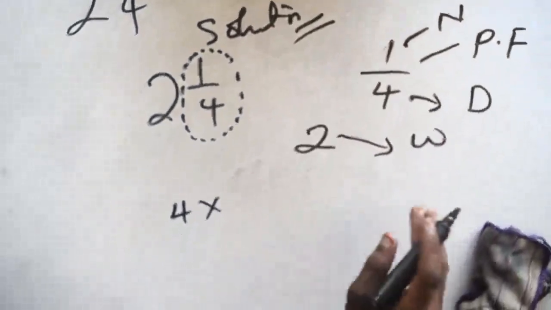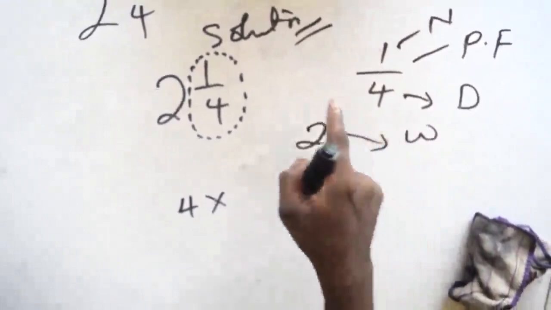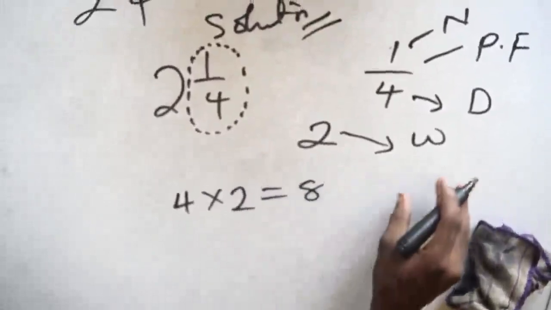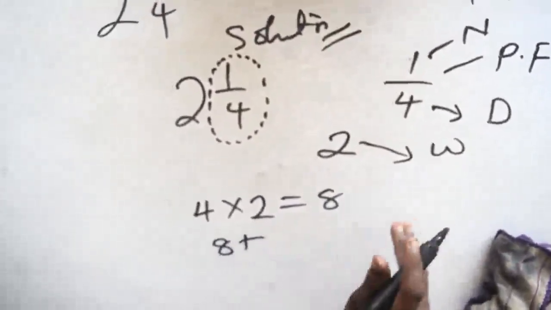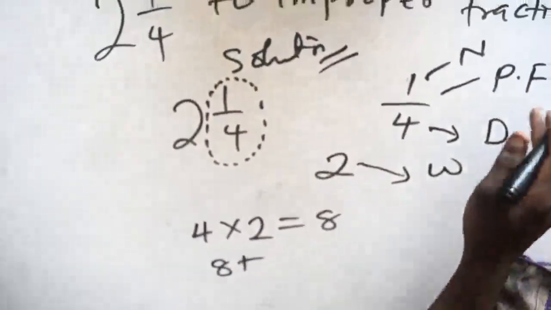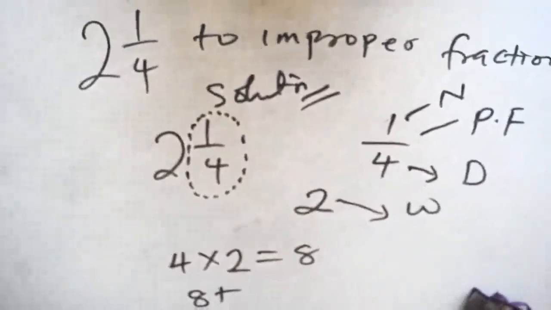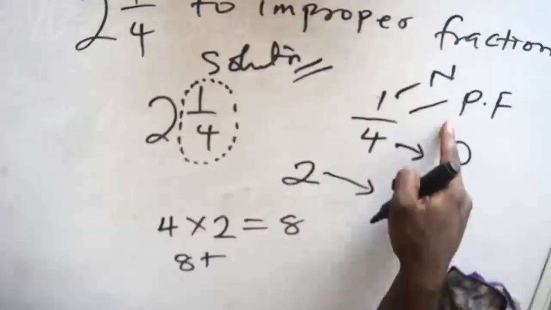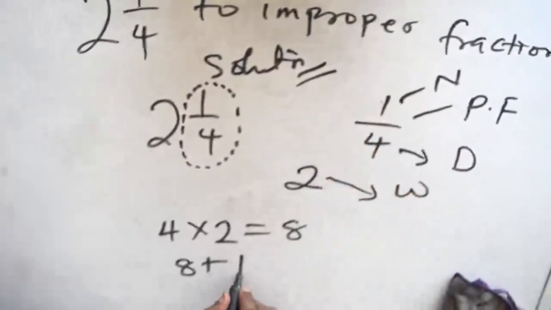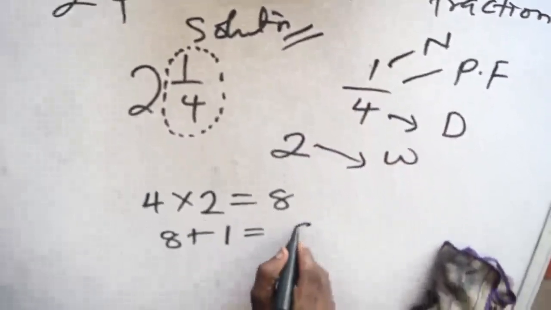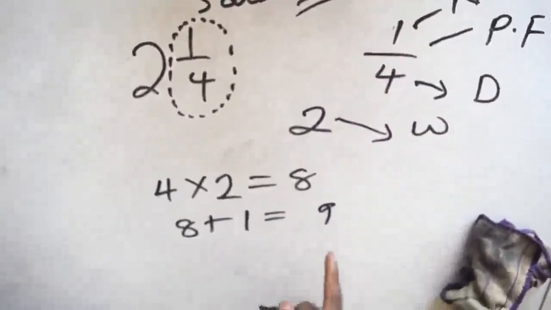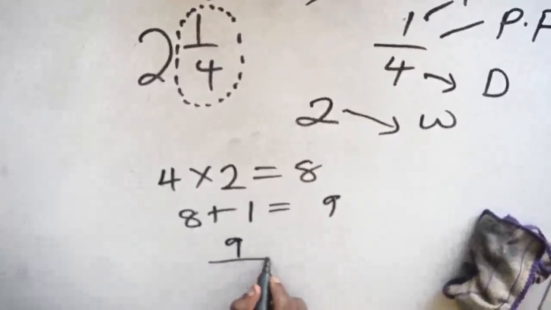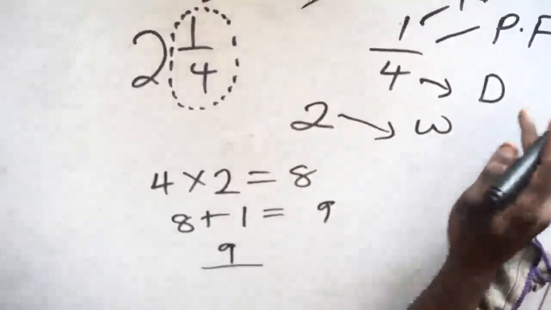Use it to multiply the whole number of the fraction. The whole number here is what? 2. 4 times 2 is 8. Whatever we have gotten, use it, add the numerator of the proper fraction to the result that we got. We got this as 8, which is the result. Add the numerator of the proper fraction. Here the numerator is 1. We'll add 1 to it. It becomes 9. Since we have gotten this 9, this is the last step we take. Take this 9, divide it by the denominator of the same proper fraction.